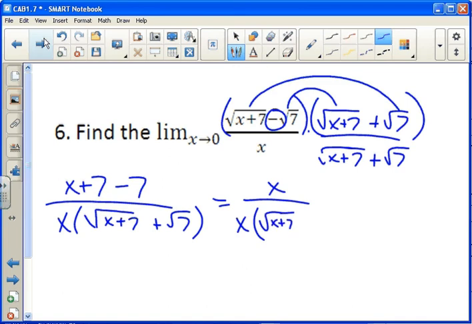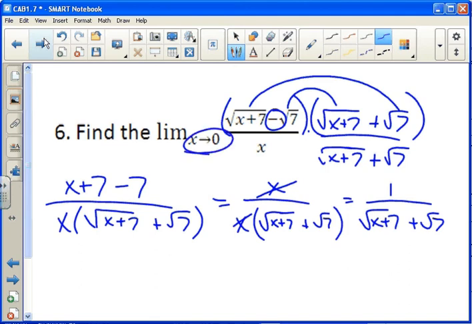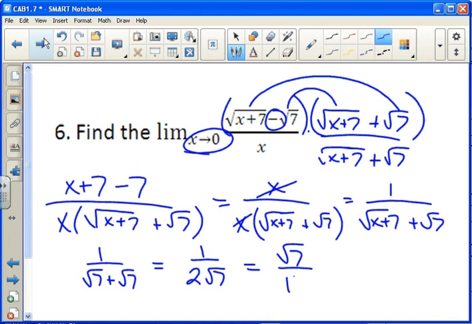Then the x's cancel, giving you just 1 over the square root of x plus 7 plus the square root of 7. Now we can finally plug in that 0. Back here originally, that's what we're trying to do, is plug in 0. If we do so, we get 1 over the square root of 7 plus the square root of 7, which is equivalent to 1 over 2 square root of 7, or if you rationalize the denominator, you should get square root of 7 over 14. I would accept either one of those answers as fine.